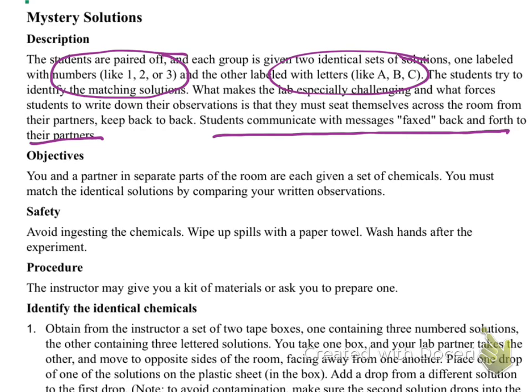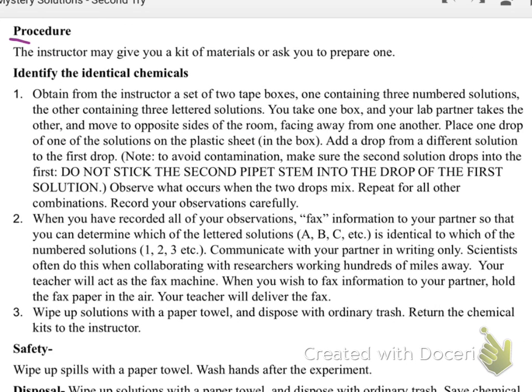For example, A with 1, or A with 2, or A with 3. Which two solutions are the same? Our procedure is listed here. You will be given two sets of boxes or beakers, and you are going to take one box and your lab partner is going to take the other box. You'll be sitting on opposite sides of the room facing away from each other.